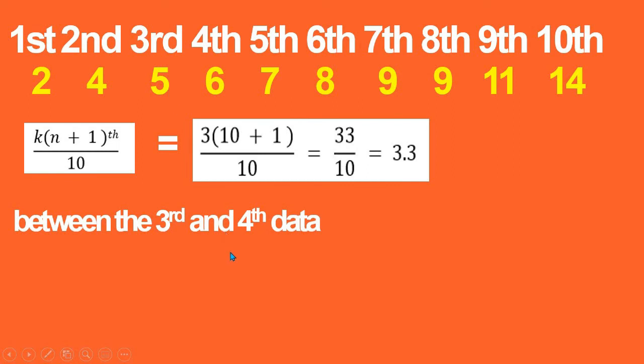So, to be able to find the value of the decile 3, we will be finding the average of the values on the third and fourth numbers. So, our third number is 5, the fourth number is 6, so 5 plus 6 is 11, divided by 2, therefore, our decile 3 is 5.5.